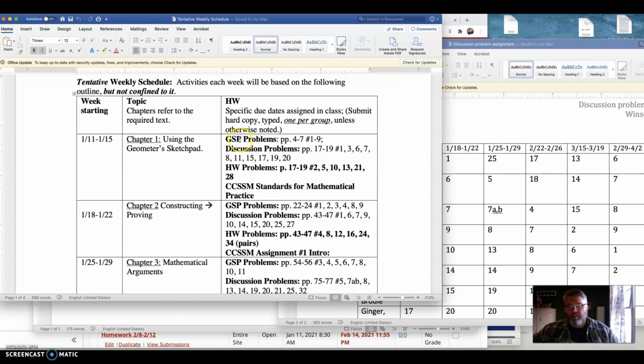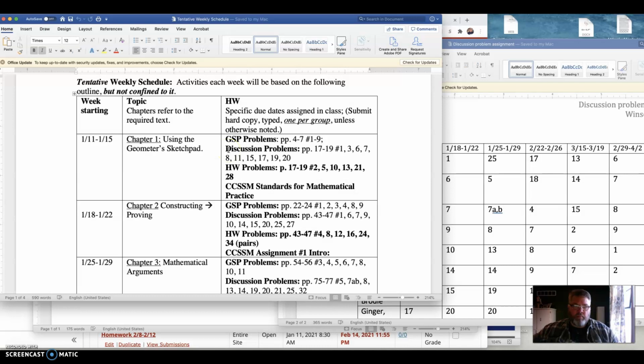That's what GSP stands for, Geometry Sketchpad. You also can do these on GeoGebra, but they're just problems that help you do some discovering, help you do some exploring. And down here are the homework problems. These are the ones I expect you to complete and submit via ReggieNet. And then there are discussion problems here.